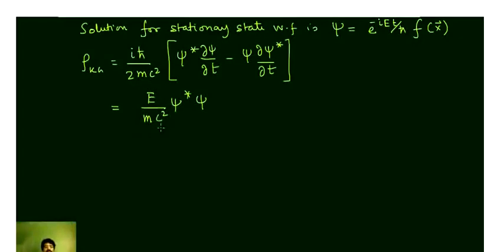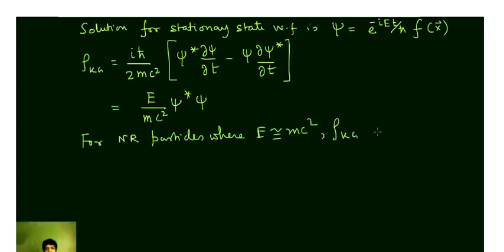Right. Now for non-relativistic particles, E is approximately equal to m c square, and you get the Schrodinger's rho. So for non-relativistic particles where E is approximately equal to m c square, rho Klein Gordon is rho Schrodinger's.